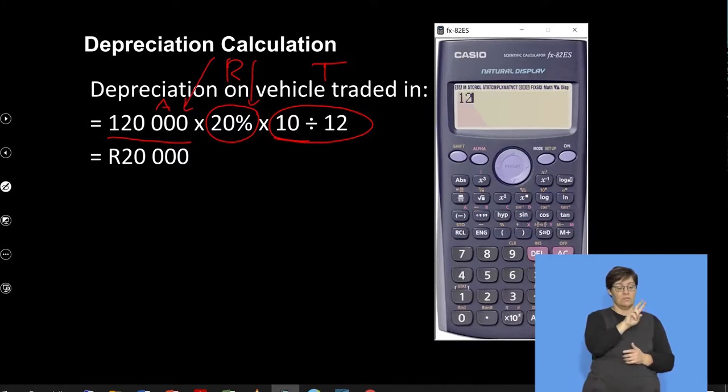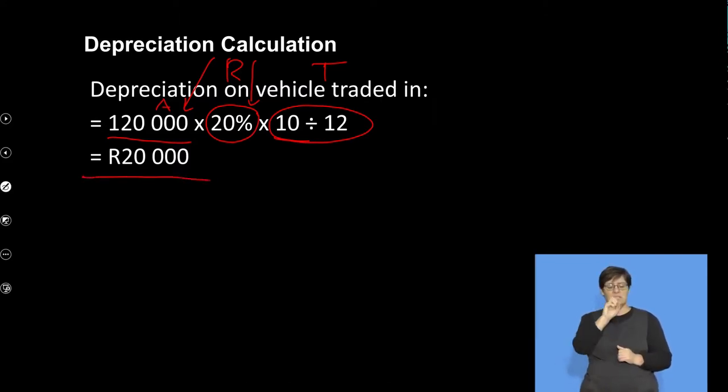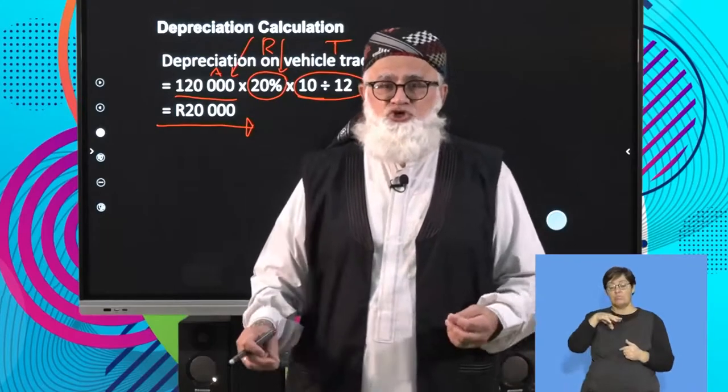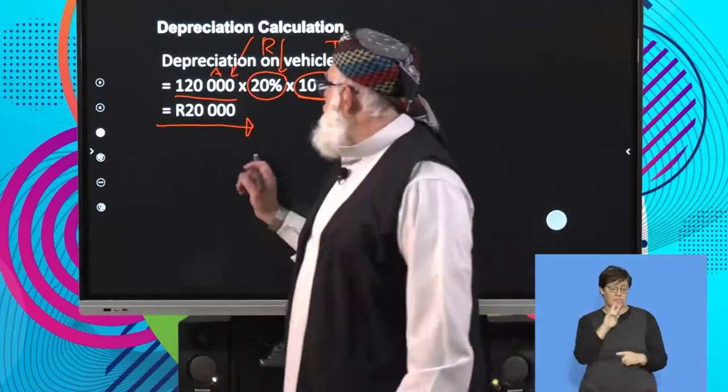So we got 120,000 times 20% times 10 divided by 12. And this will give you a figure of 20,000 Rand. So what is this 20,000 Rand? This is what we call our pro rata depreciation. This is the depreciation on the asset that we are disposing of, but for this year, how much of the vehicle did we use? We used it for 10 months, and the pro rata depreciation on that 10 months amounted to 20,000 Rand.